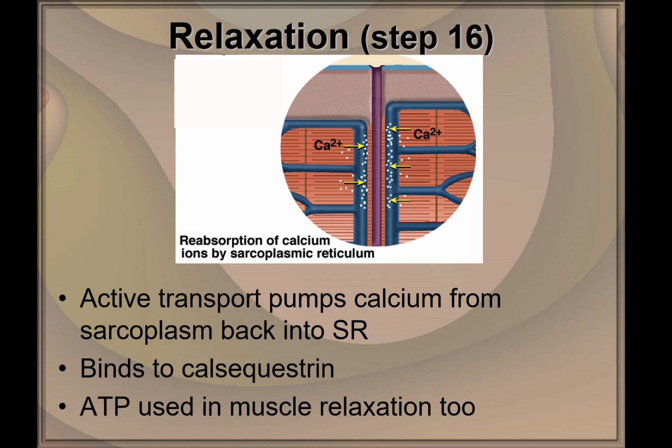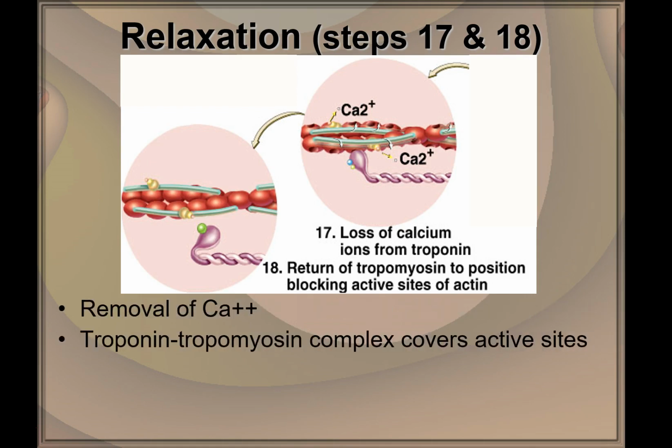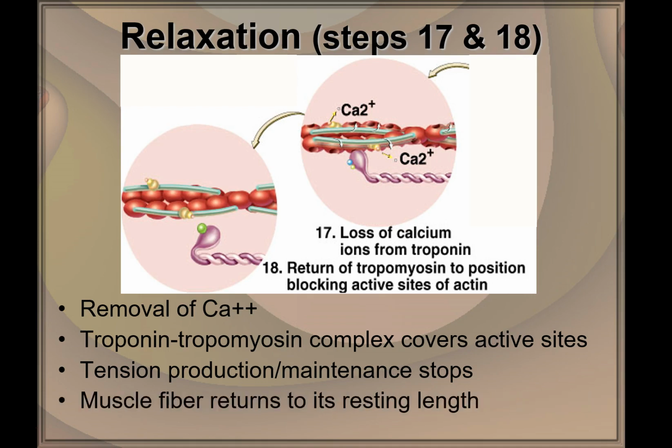If it's pumped back into the sarcoplasmic reticulum, then it can't bind to the troponin, tropomyosin, so it shifts back and covers the active site. This tension production maintenance stops, and the muscle fiber returns to its resting length.